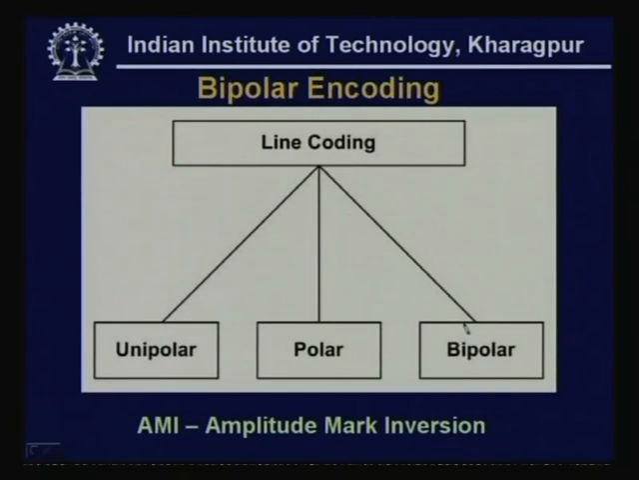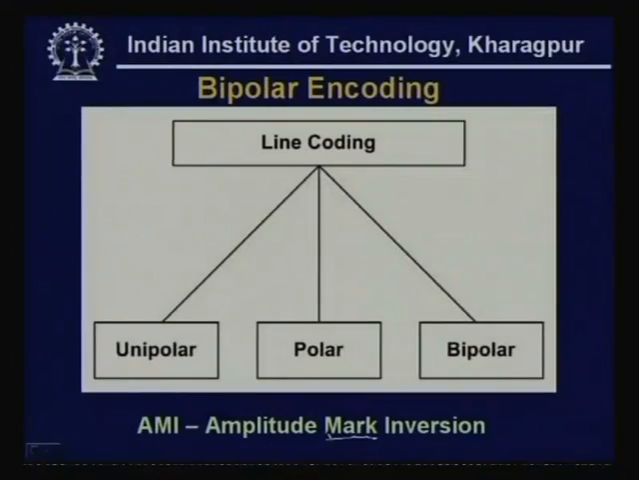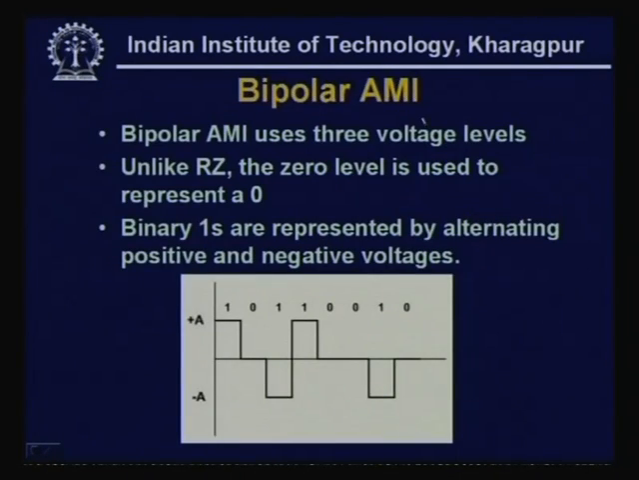Now, let us focus on the bipolar encoding schemes. We have discussed unipolar and polar. Now, we are focusing on bipolar encoding. In bipolar encoding, we shall be using a technique known as alternate mark inversion. This terminology mark has come from the days of telephony. In telephony, we used to send signals in the form of mark and space. So, that terminology has been borrowed here, and AMI is one kind of bipolar encoding, as we shall see. This is known as bipolar AMI.